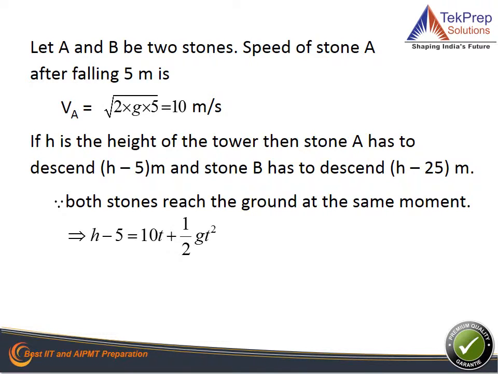If h is the height of the tower, then stone A has to descend h minus 5 meters and stone B has to descend h minus 25 meters. Since both stones reach the ground at the same moment, h minus 5 is equal to 10t plus half gt square, and h minus 25 is equal to half gt square.